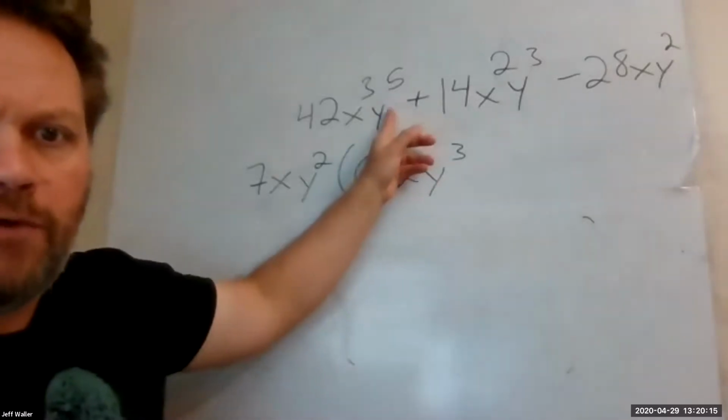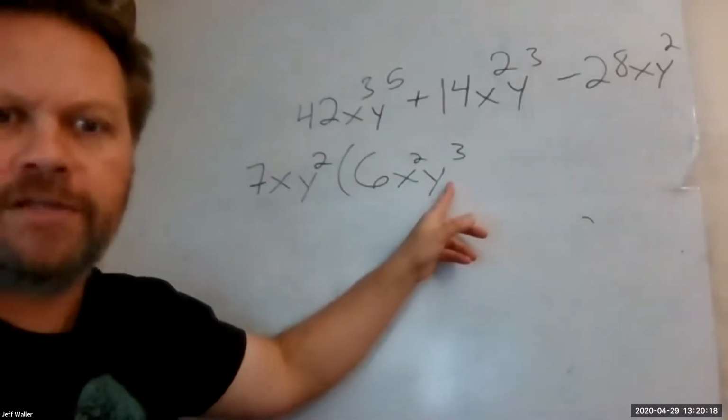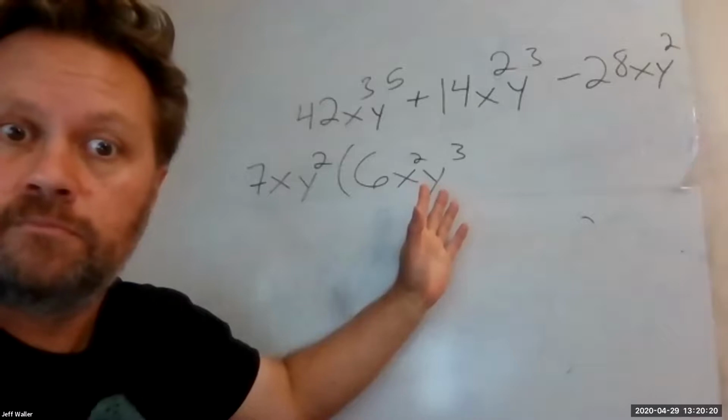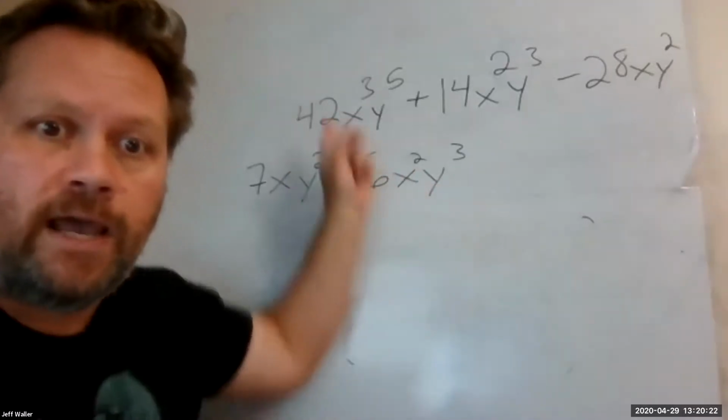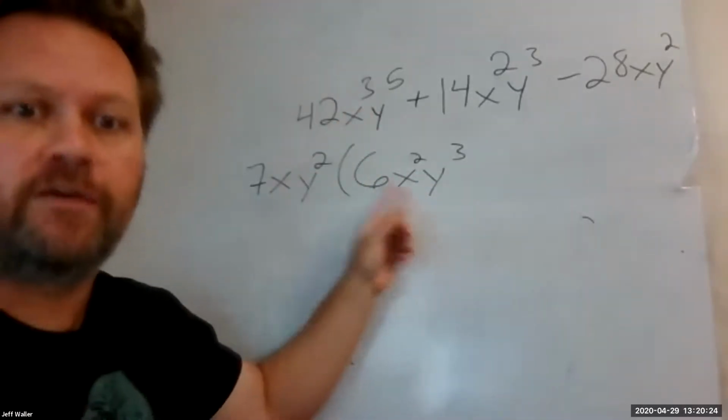I had 5 y's. I took 2 y's. So of course I've got 3 left. Please let that make sense. I had 3 x's. I took 1. So of course I've got 2 left.